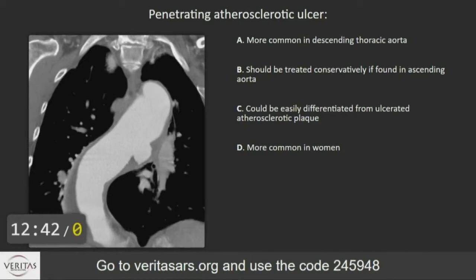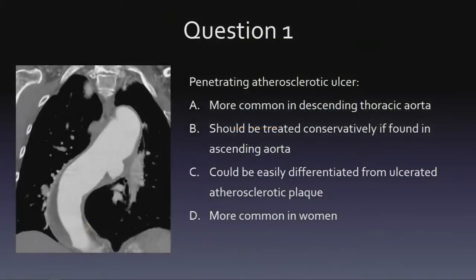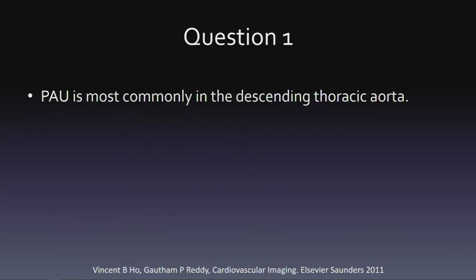All right, and while everyone's typing it in, once you've typed it in, you can now read it. It's a question about penetrating atherosclerotic ulcer. We'll see if we can get our number up to around 25 or 30 as everyone types it in. All right, perfect. Most common, the descending. Perfect. So the only one said easily differentiated. So let's go back to the presentation and we'll talk about that difference.